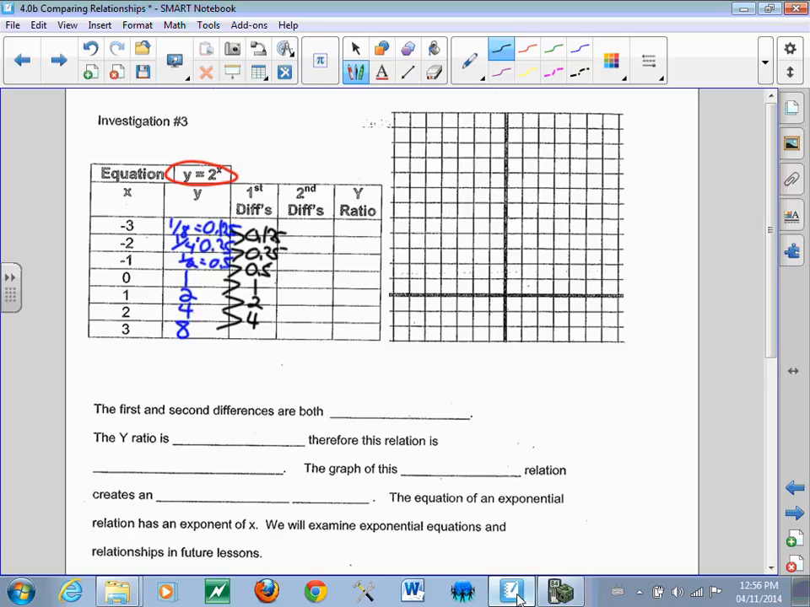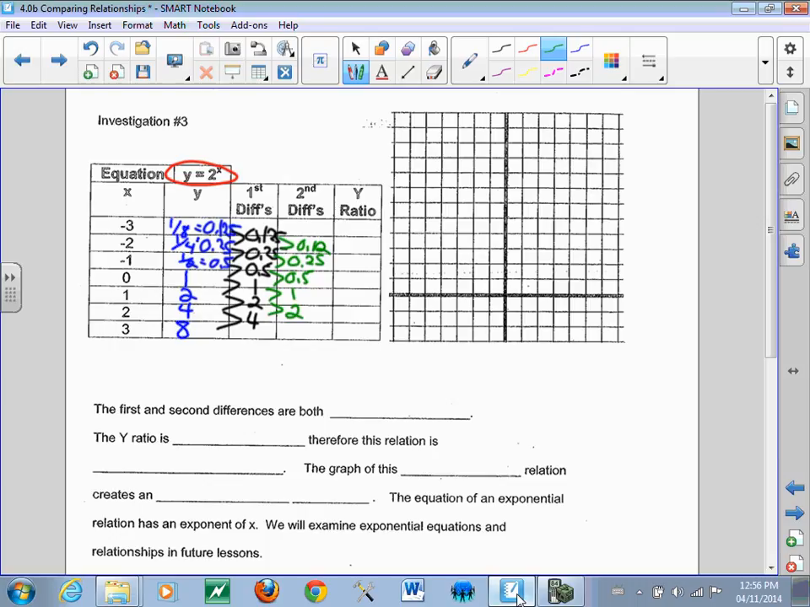That proves that it can't be linear. Let's take a look at the second differences. Because if the second difference is the same, then it's going to be quadratic. Let's see. So I got 2, 1, 0.5, 0.25, 0.125. No, that's not going to work. So we know it can't be linear because the first differences aren't the same. We know it can't be quadratic because the second differences aren't the same.